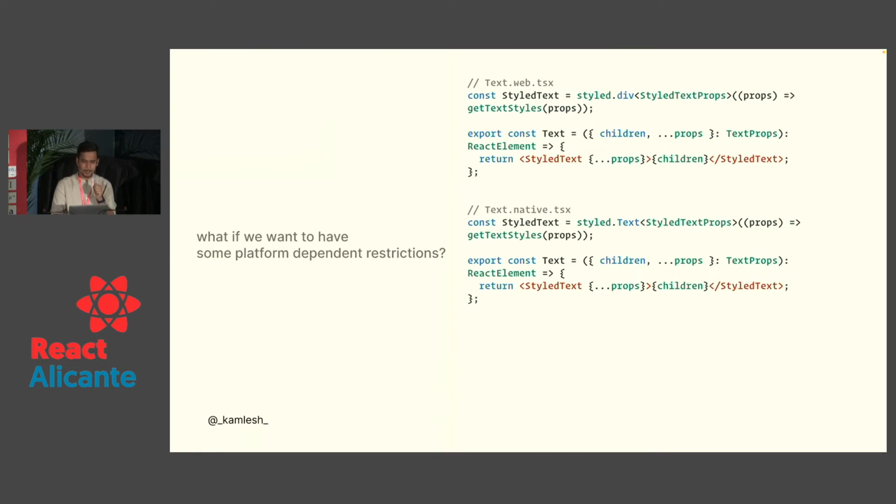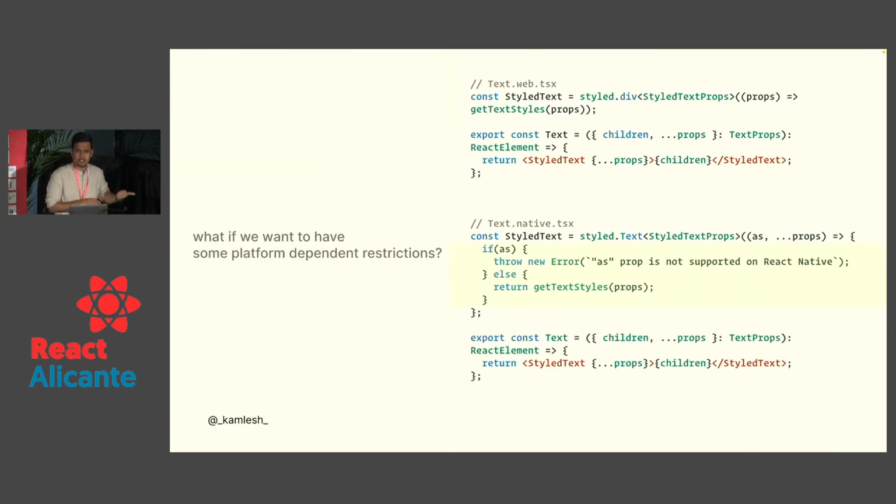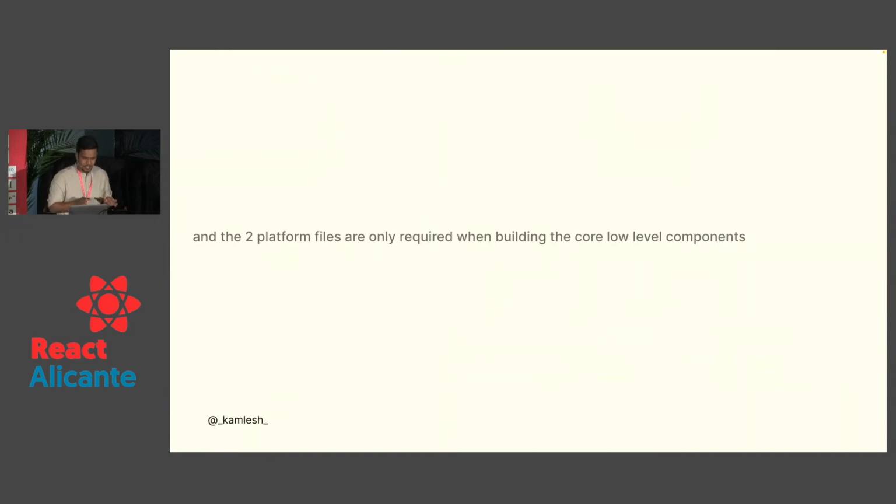For example, if you want to add some platform-dependent restrictions, like if you have used styled-components, you might have used the as prop, right? Which helps you define what kind of component you want to render. But as doesn't work on React Native with styled-components, right? So you could add a restriction that if a consumer tries to use as, it will just throw an error that, hey, you can't use it. And the two platform files are required only when you're defining your core or your base level components.